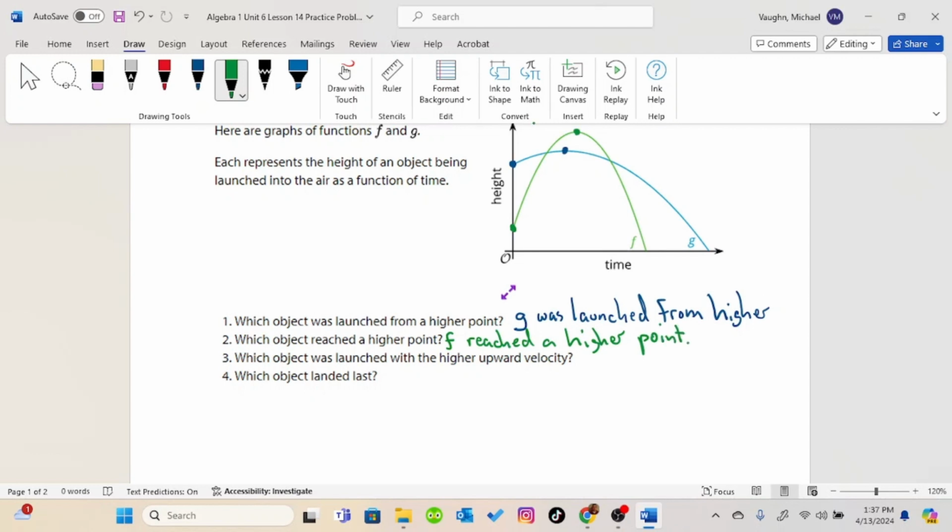Number 3. Which object was launched with the higher upward velocity? This would be determined by the slope. We can see the slope for G is really shallow, while the slope for F is much steeper. So F was launched with a higher upward velocity.